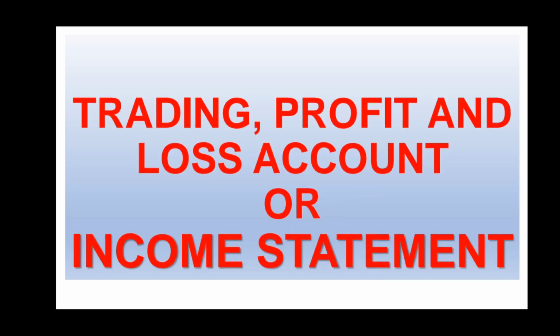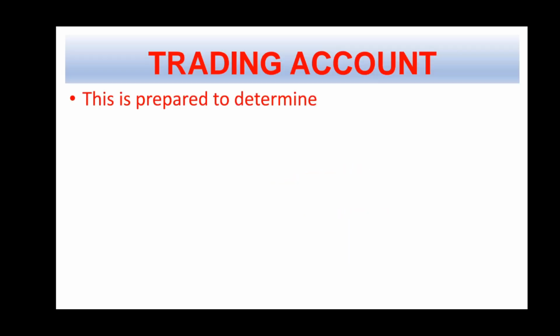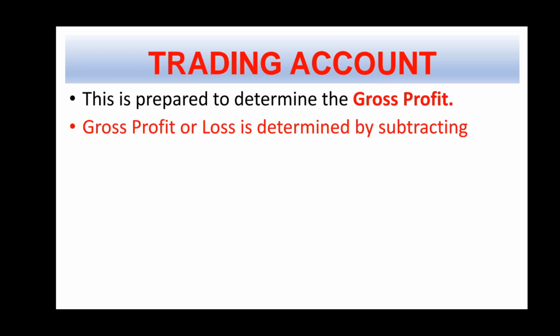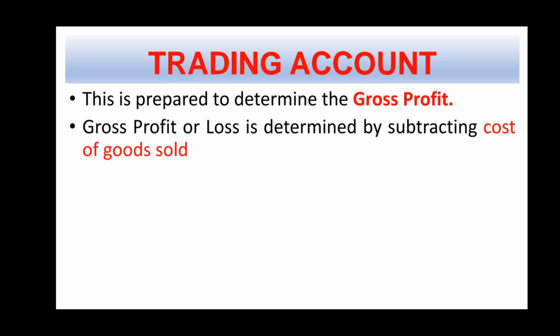So now let's go into trading profit and loss account proper. The trading account is prepared to determine the gross profit. Gross profit is the profit made before the deduction of expenses. Gross profit is determined by subtracting cost of goods sold from net sales. That is, by subtracting the cost of the goods, the amount you used to purchase the goods, from the amount you realize from the sales of the goods.